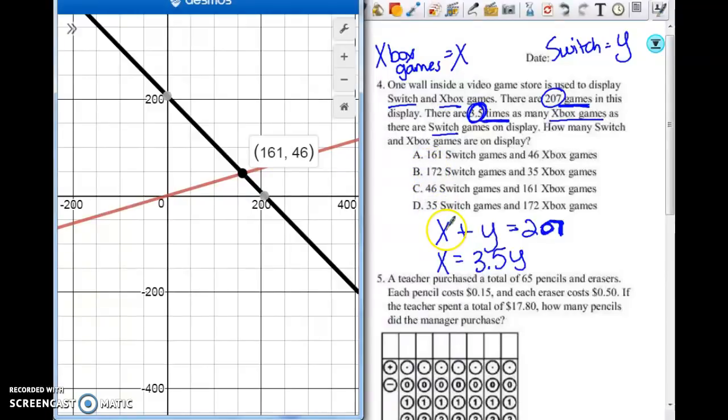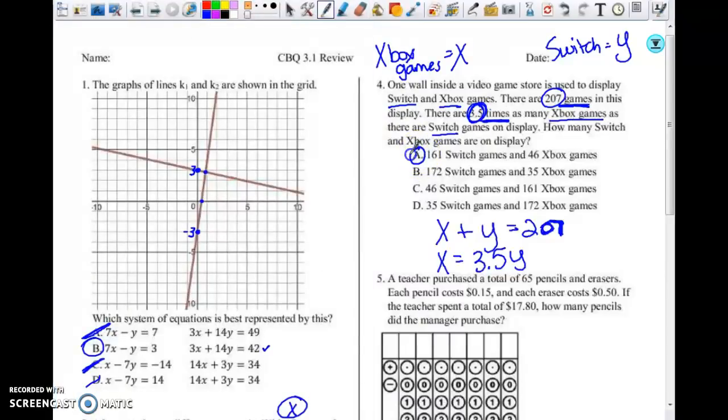Oh, did I do this backwards? There's as many Xbox games as there are Switch games. Anyways, my numbers match, 161 and 46. So, okay, I think it was just worded wrong. I think there's another little mistake. Oh no, I'm not. No, this was not right. So they're backwards. I knew I read it wrong.